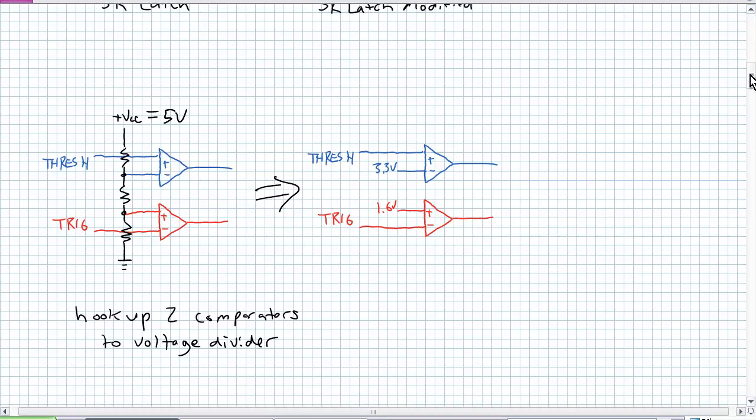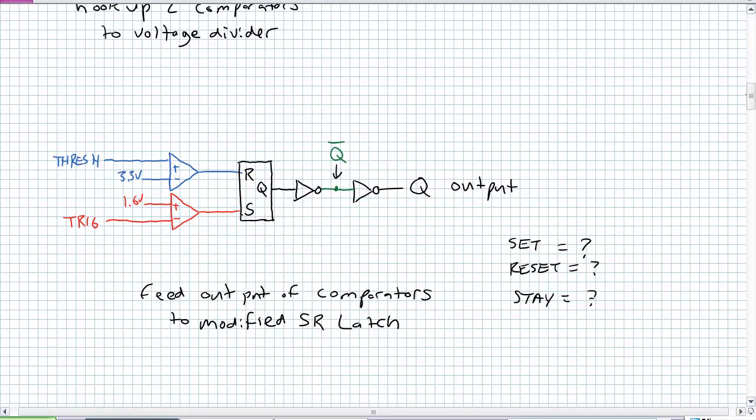So now what are we going to do? We're going to take the outputs of those comparators and put them into our modified SR latch. When both comparators are giving a 0, what mode is the device in? Well, it's in a stay mode, whatever it was before. When the trigger is lower than the 1.6 volts, it's getting a set command, and the device is going to set. When the threshold is higher than 3.3 volts, it's going to get a reset command, and we're going to try to never simultaneously set and reset that.